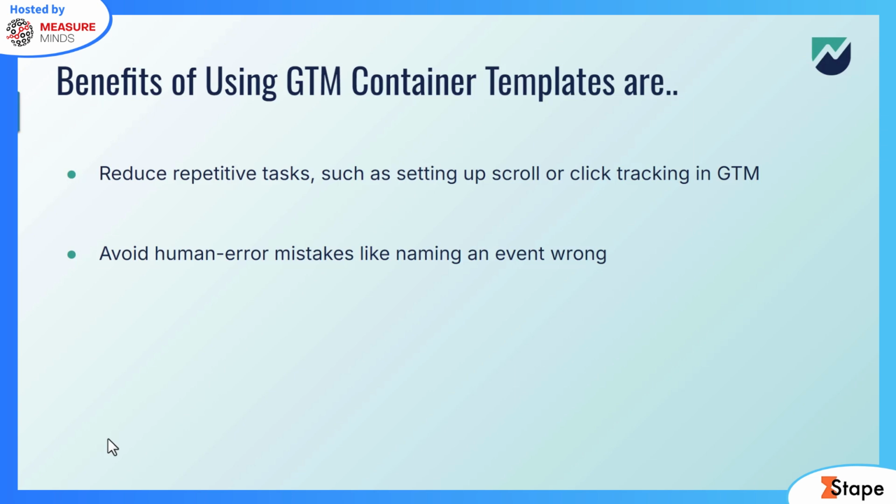You can avoid human error. We've definitely had it in our team, where somebody names scroll as scroll tracking event, maybe the naming's off, or they quickly are typing scroll and they miss the S. So by using container templates, you can avoid those human error mistakes.